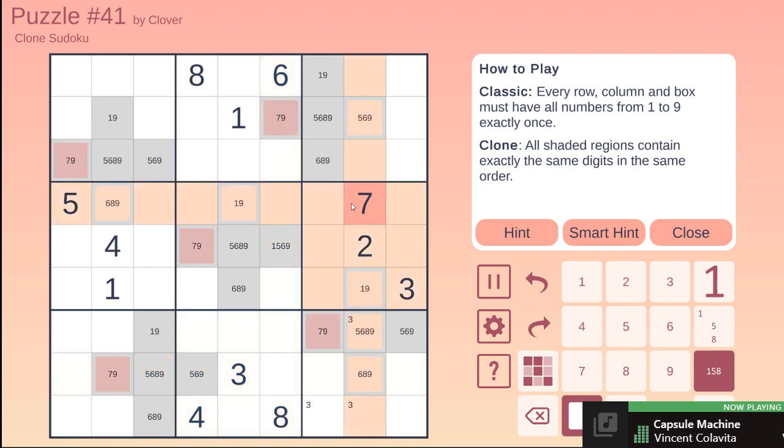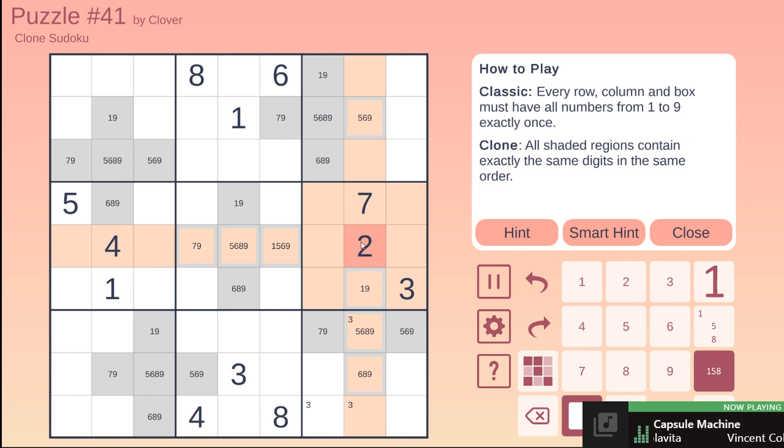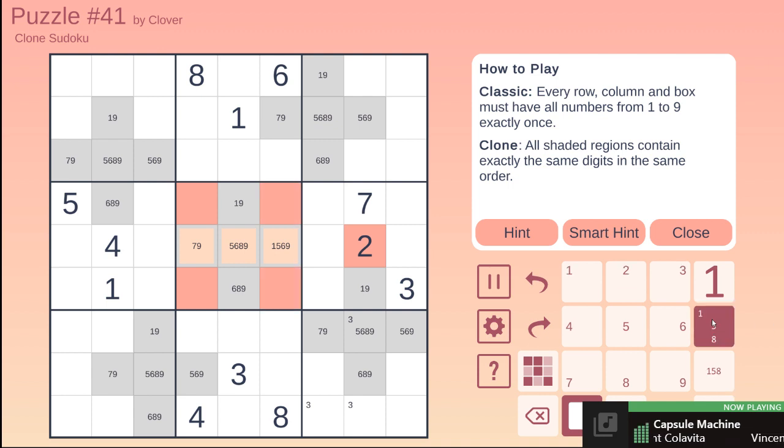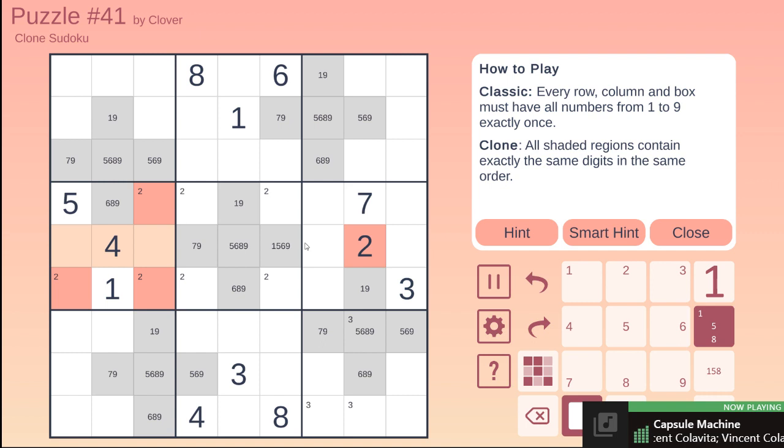Okay. Now let's try to restrict some things. Okay, there has to be a 2 in one of these squares. Okay, okay, that's somewhere. That's something.